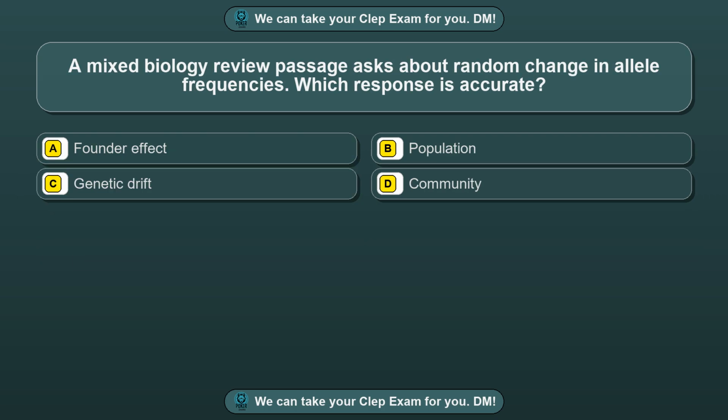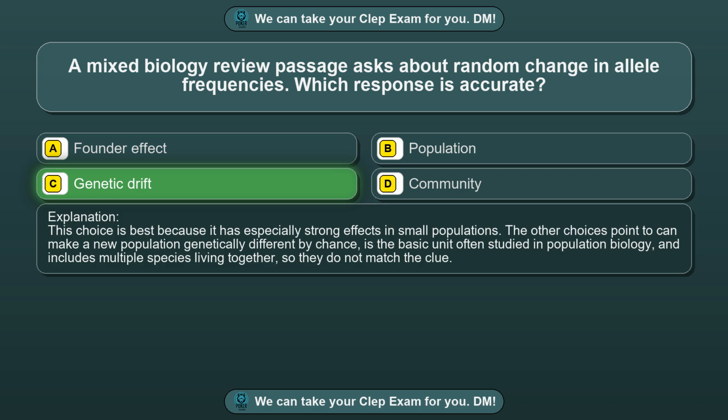Question 82. A mixed biology review passage asks about random change in allele frequencies. Which response is accurate? Option A, founder effect. Option B, population. Option C, genetic drift. Option D, community. The correct answer is option C, genetic drift. This choice is best because it has especially strong effects in small populations. The other choices point to can make a new population genetically different by chance, is the basic unit often studied in population biology, and includes multiple species living together, so they do not match the clue.